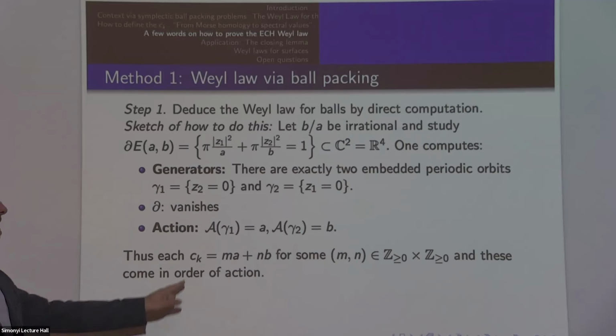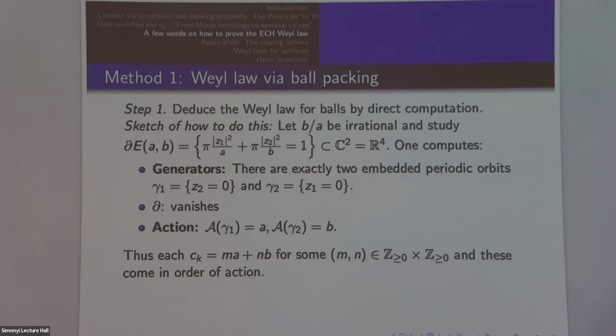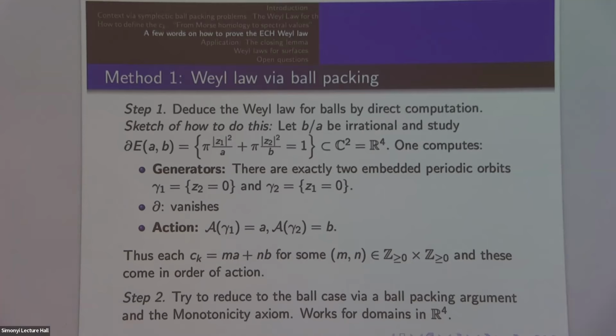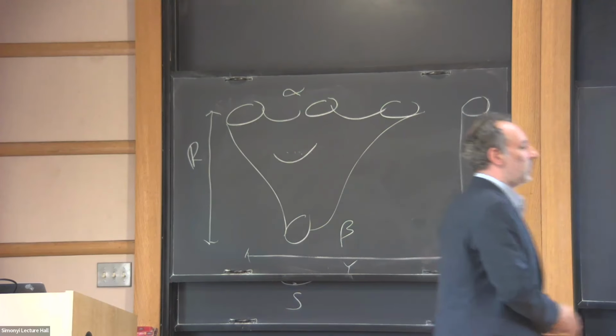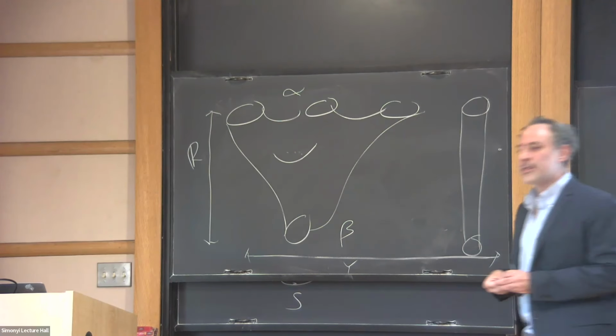That means that the spectral invariants have to come as the action of something, and they have to come in order of action, for example, because they're detected by this U-map. And so that gives you the case of balls. This basically just says a little bit more about what I said when there was a question asked already. And so then you can actually just check that the Weyl law holds for the case of balls. Now, in the general case, you can try to reduce to the ball case just via a simple packing argument. Namely, I say you can try to reduce to the ball case. So this works, for example, for domains in R^4.